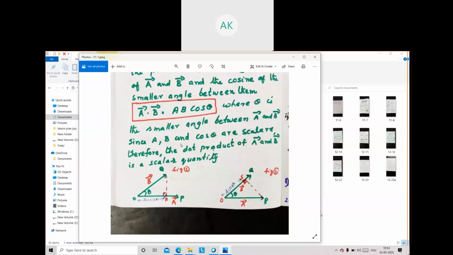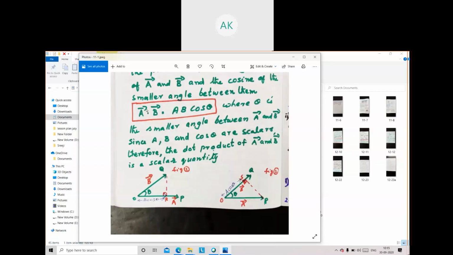So now you have the equation A dot B equals AB cos theta, and you have to tell what each term represents. A is the magnitude of vector A, B is the magnitude of vector B, and theta is the smaller angle between them. Here A is a magnitude, not a vector. B is also a magnitude, not a vector. Theta is not at all a vector. So all these are scalar quantities: A, B, cos theta.